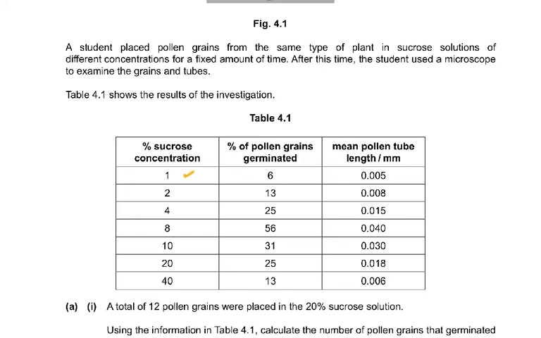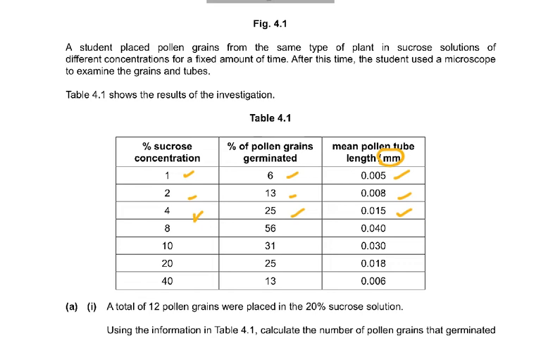You have a 1% sucrose and the percentage of pollen germinated. I mean, if there were 100, only 6 germinated. Percentage of pollen grains germinated. And the mean pollen tube length was 0.005 millimeter. In the 2% sucrose solution, 13% out of 113 germinated. So we must have done separate experiments because we must have placed them in separate concentrations. And the mean length was 0.008. So it has increased the mean length. Look at it very carefully. In 4%, 25 germinated and the mean length was 0.015 millimeter.